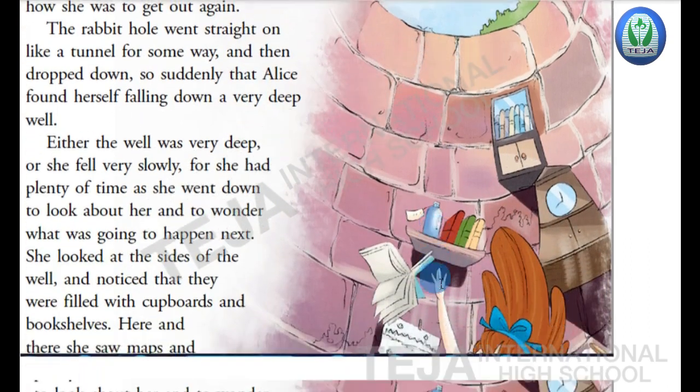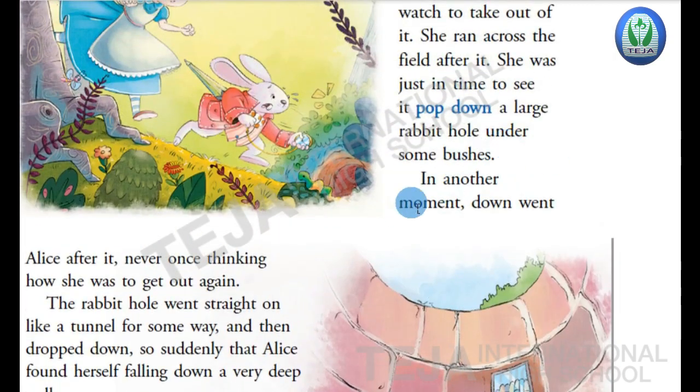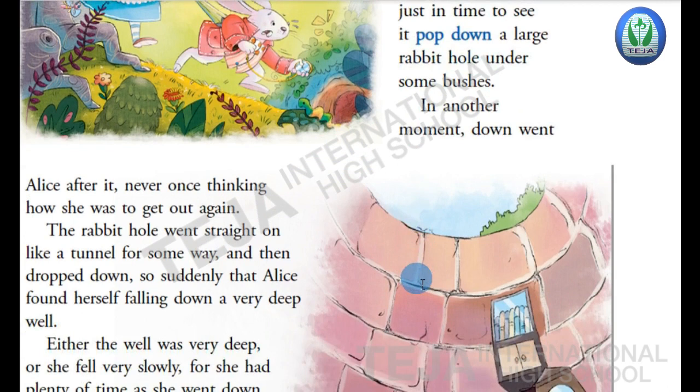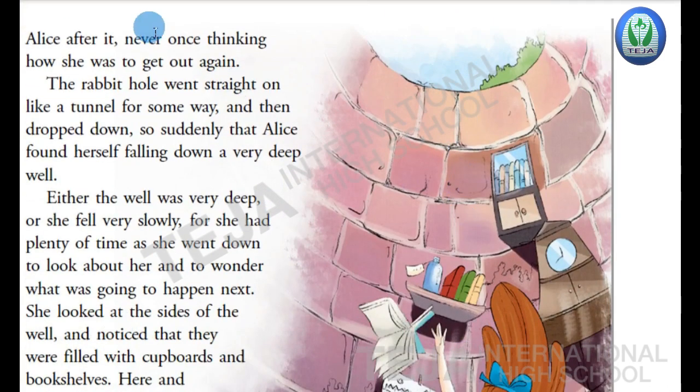Alice was jumping after the rabbit, as the rabbit jumped very quickly into the rabbit hole under the bushes. She did not think about how she could come back from the hole. She jumped into the rabbit hole, but she never thought about how she would come out.